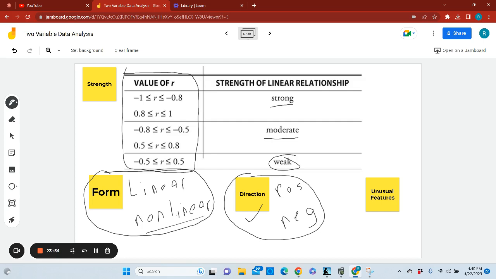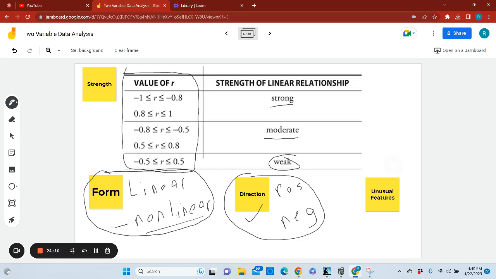But again, it is not your job to try and say what type of relationship there is. So you're not going to say the relationship, I think it's exponential or parabolic. You're just going to say nonlinear if the pattern doesn't look like a straight line would fit it very well.